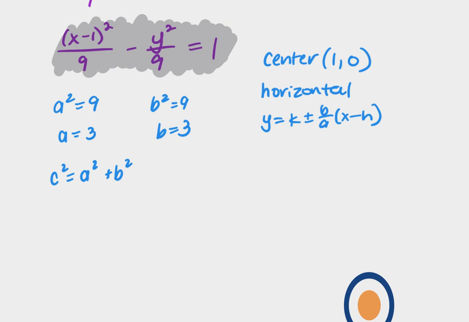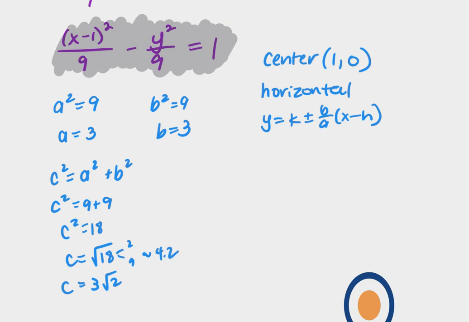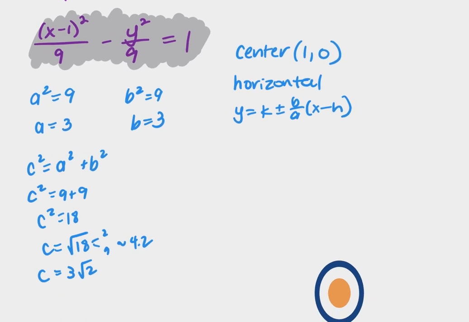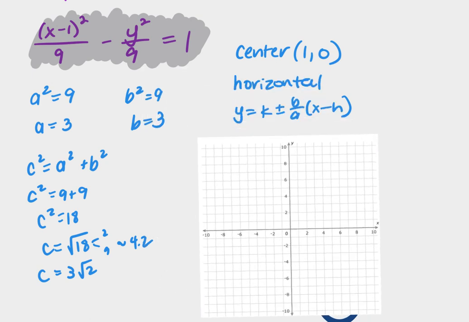with a hyperbola. C squared would equal 9 plus 9, which is 18. The square root of 18 gets simplified to 3 root 2. And it would be about 4.2 if we approximated it, because it's just a little bit bigger than the square root of 16. Yep. How do you know which one is first? The x squared comes first.